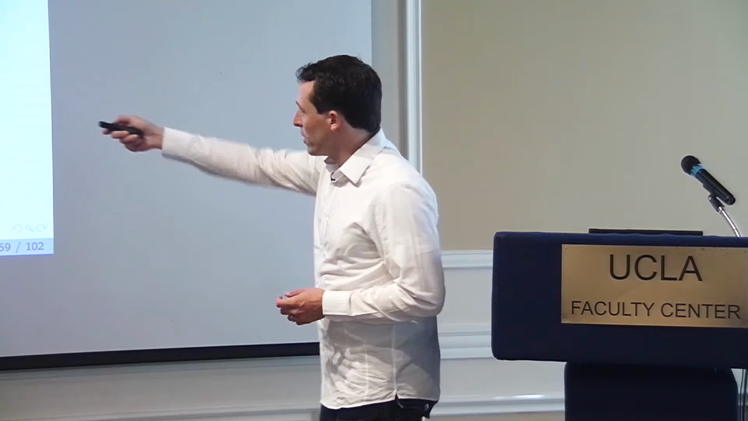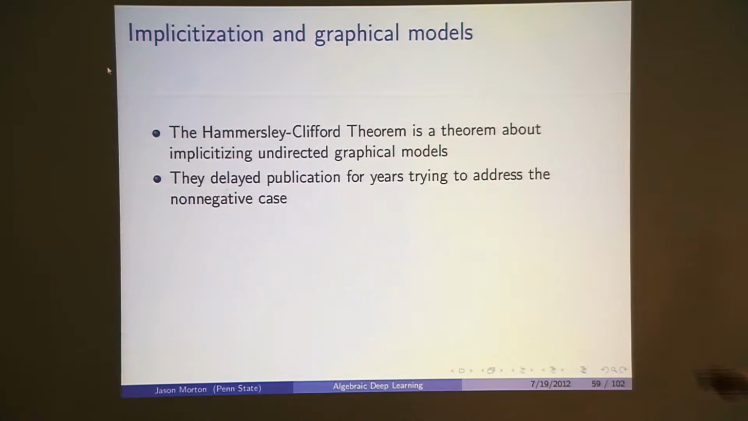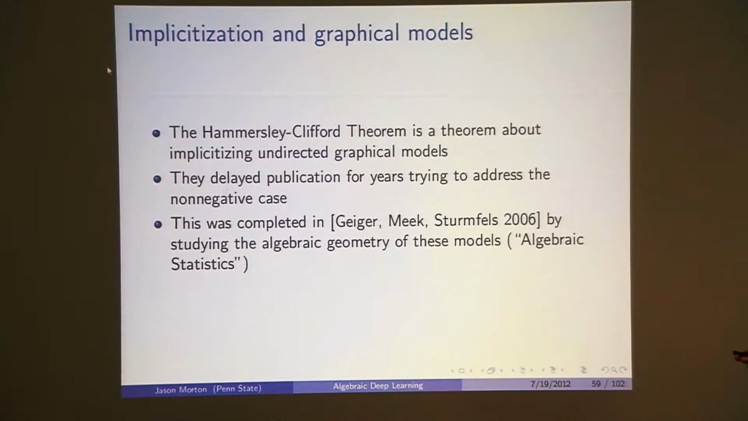Hammersley and Clifford delayed publication for many years, I think it's like 5 years or something like that, trying to deal with the non-negative case, right? So this paper is about when all the probabilities are positive. So you're in the interior of the simplex. And it was Geiger, Meek, and Sturmfels, in the paper Toric Algebra of Graphical Models, who, by taking the algebraic point of view, were able to complete this theorem and say what happens in the non-negative case for undirected graphical models. And that was, to me, a sign that this is a powerful technique for understanding what's going on.